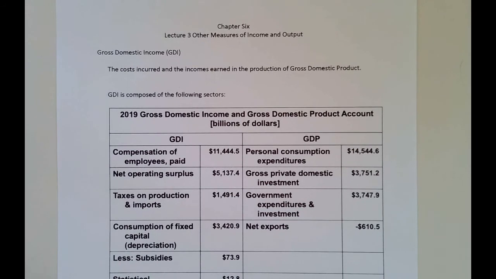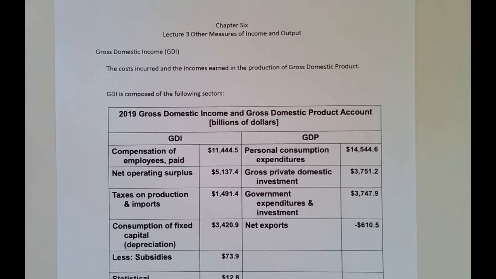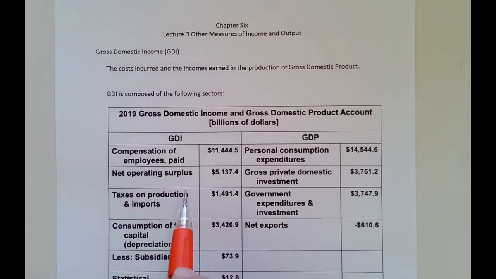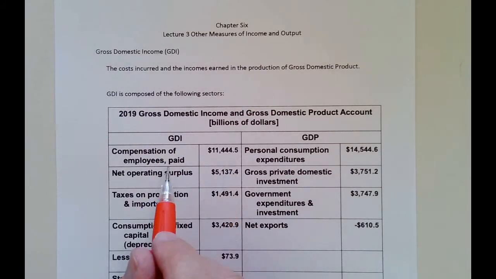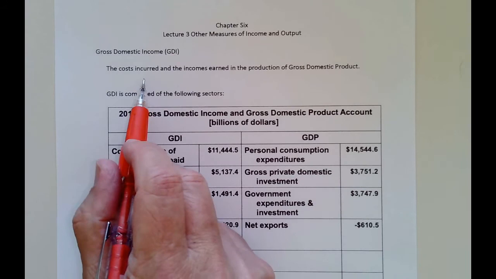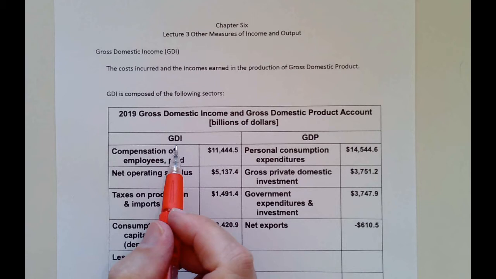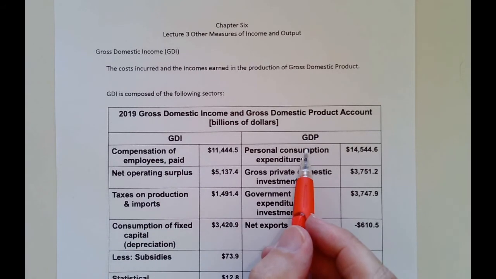Gross domestic income represents the costs incurred, the costs that are paid out by businesses to produce GDP, but these costs also represent income. So every time a business hires someone to do some work or pays for a piece of equipment, that represents income to someone else. And so all this income, gross domestic income, is what comes from producing GDP. Dollar for dollar, at the end, they're going to be the same.